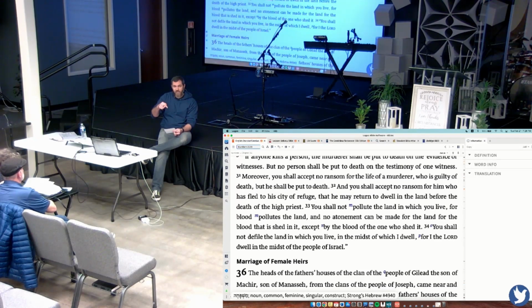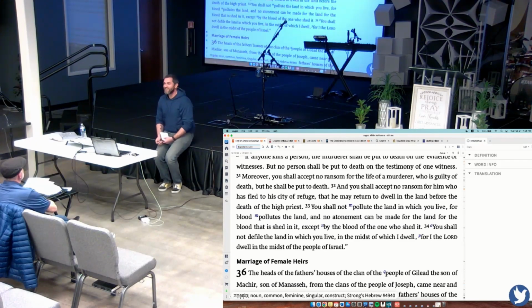Except, the manslayer is allowed to freely leave the city of refuge and be safe from the avenger of blood once the high priest, who is in that position at that time, dies. Which means that the guy whose blood needs to be shed can be substituted out for the high priest. Oh, wow. Right? It's Jesus. Yeah. Wow. There you go. Okay, I love that.